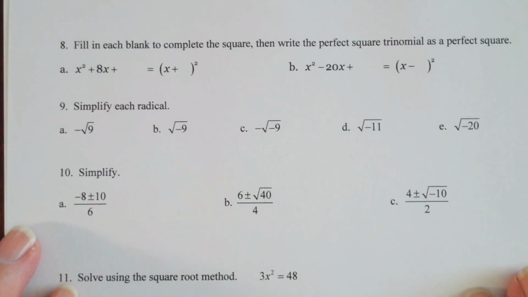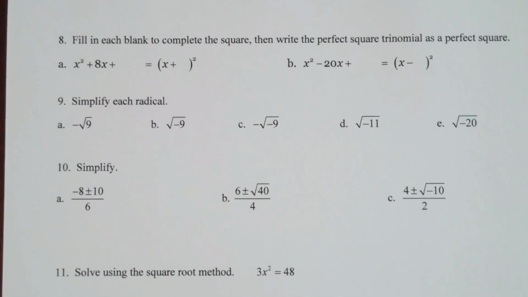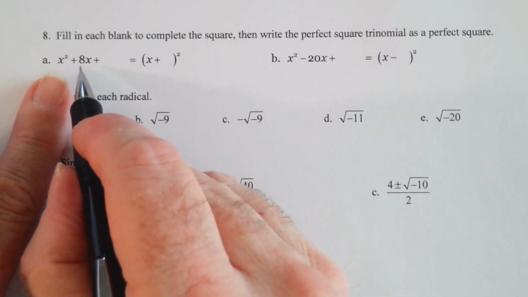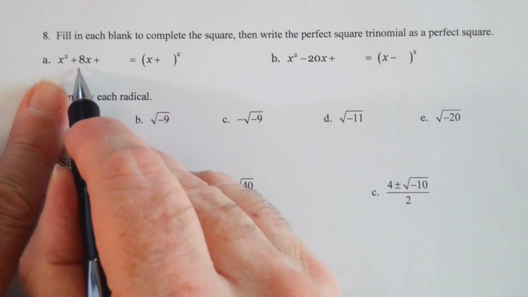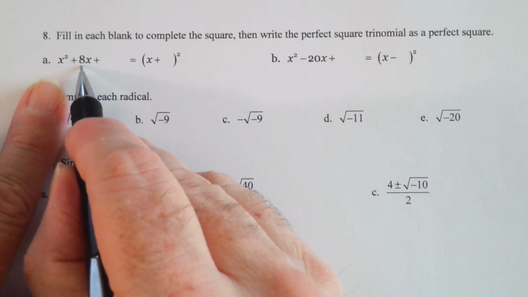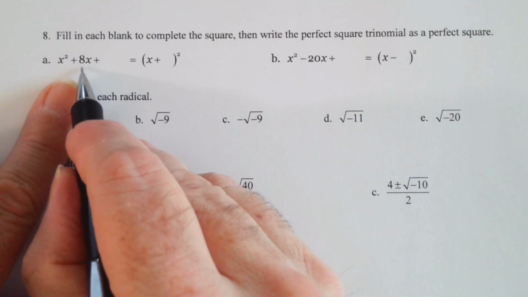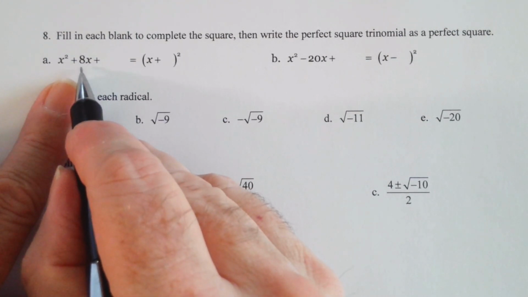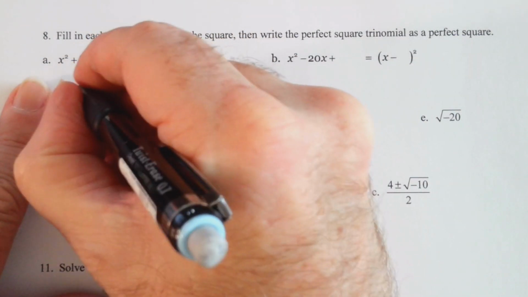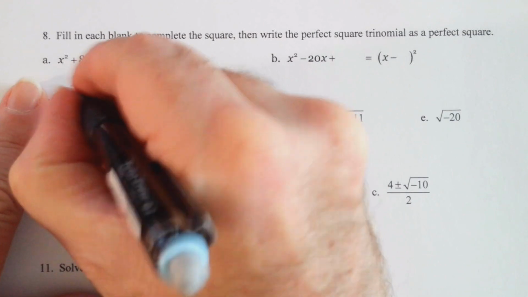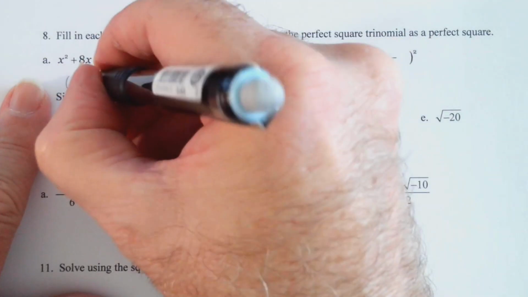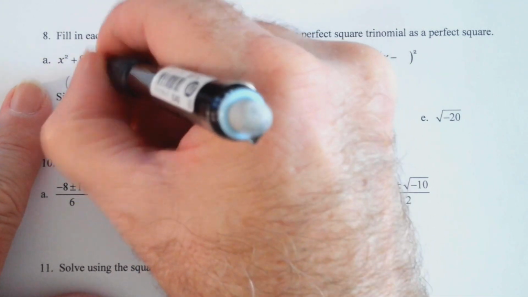All right, so number 8, we're just practicing completing the square. So basically we have a binomial in the form x squared plus some number times x, and because we have a 1x squared and an even number here, it's easy to create a perfect square trinomial out of this. What we do is we take half of 8, so 8 over 2, and we square it. Well, that's 4 squared, which is 16, and so that's why we're going to add 16 here.